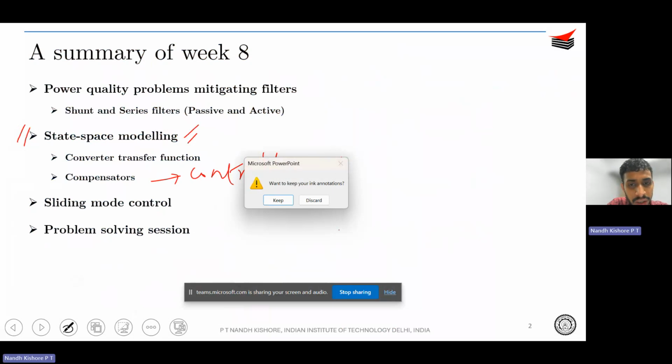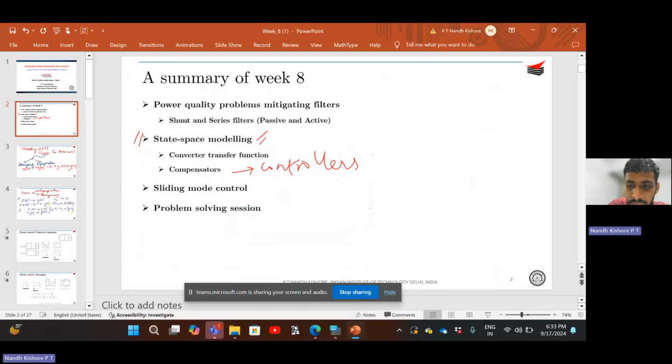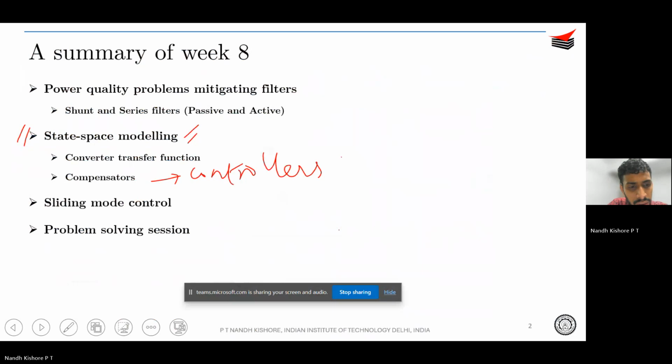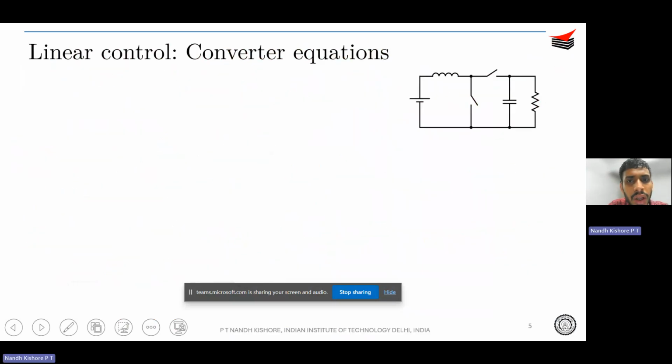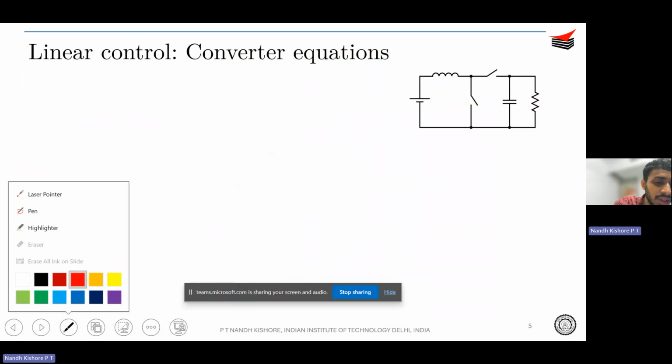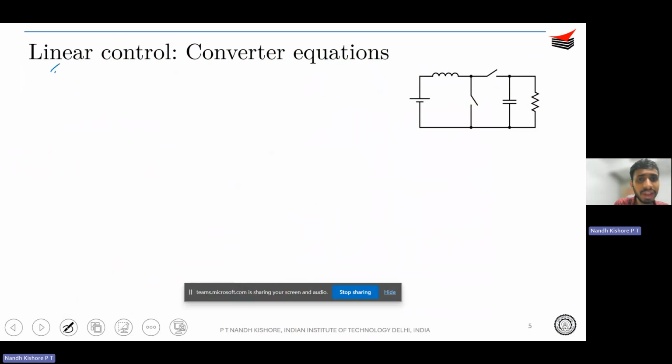So let me just go ahead over here. I'll take the example of a boost converter and try to model it, so that you understand the design procedure that we typically go through. Then you will understand why I have called it linear control. There is a reason it's called linear control. We'll model it using simple KCL and KVL equations. We'll just model the converter and then you will understand.